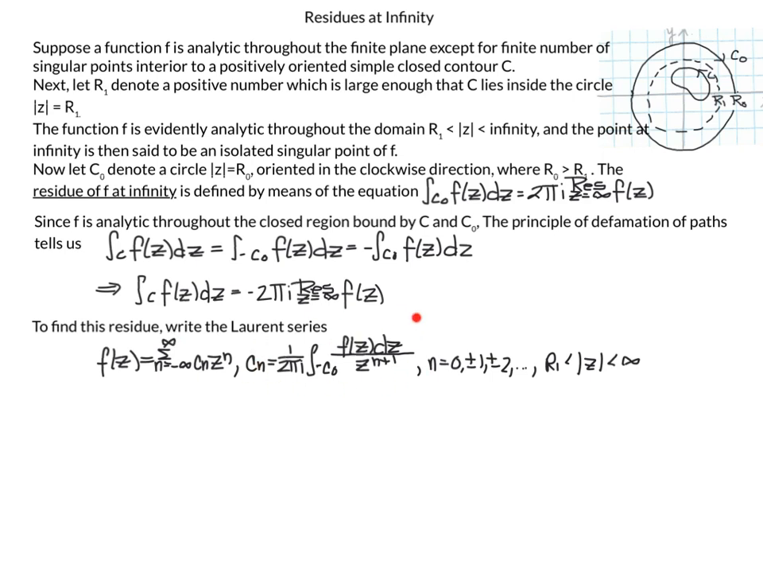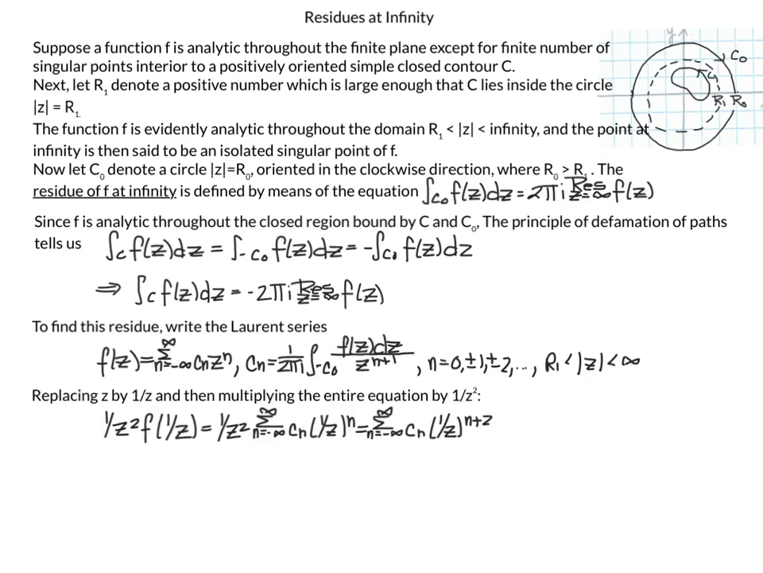This is our formula then for our c sub n coefficient: 1 over 2 pi i, integral over negative C naught, f of z dz over z to the n plus 1, for n equals 0, plus or minus 1, plus or minus 2, etc. And z is between r1 and infinity. So again, the idea is r naught goes out to infinity. The first thing we're going to do in this formula is replace z by 1 over z, then multiply the entire equation by 1 over z squared. So here's my 1 over z squared, replacing z with 1 over z.